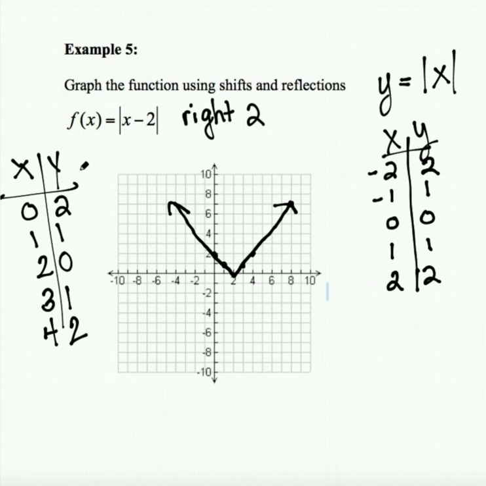And again, if you're unsure of the transformation, go ahead and just simply plug in values into this function. When you plug 0 into here, 0 minus 2 is -2. The absolute value of -2 gives us 2. So that's where we came up with this point. So you can always just recreate the table to visually see what's happening.